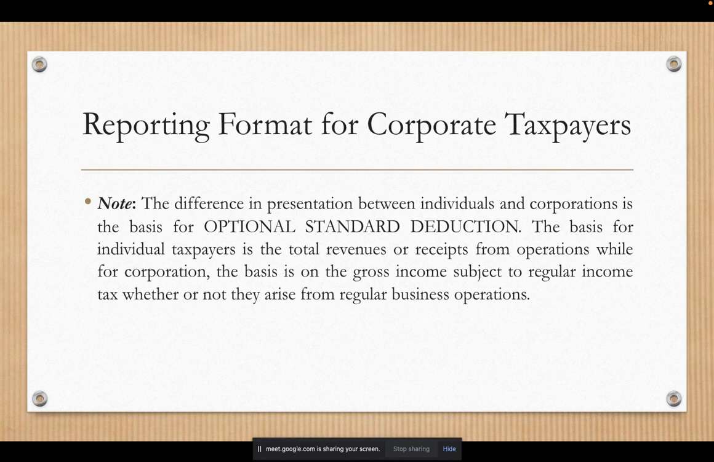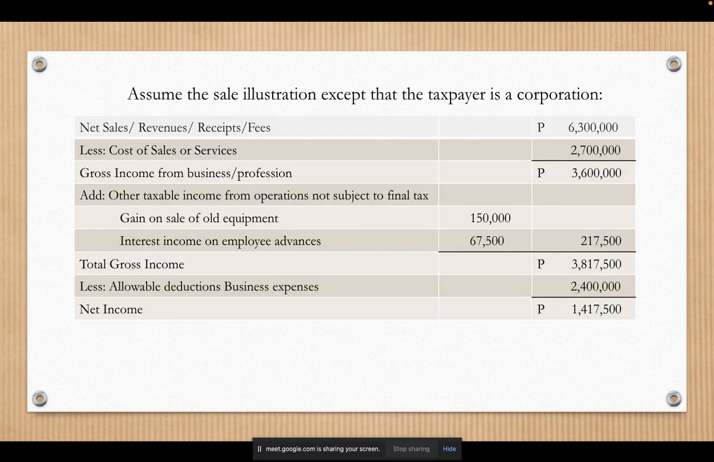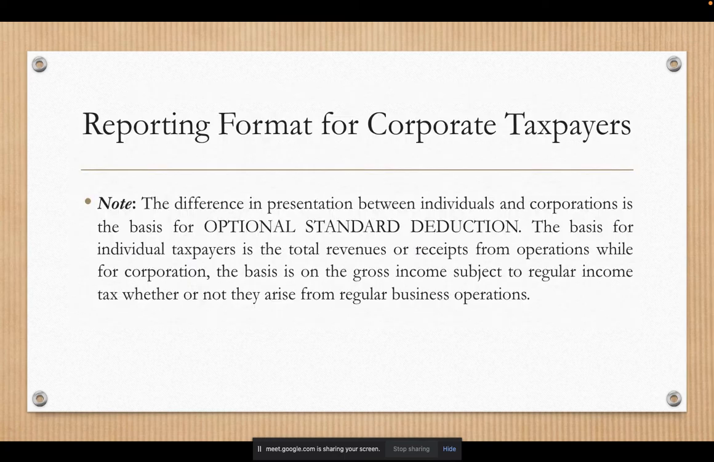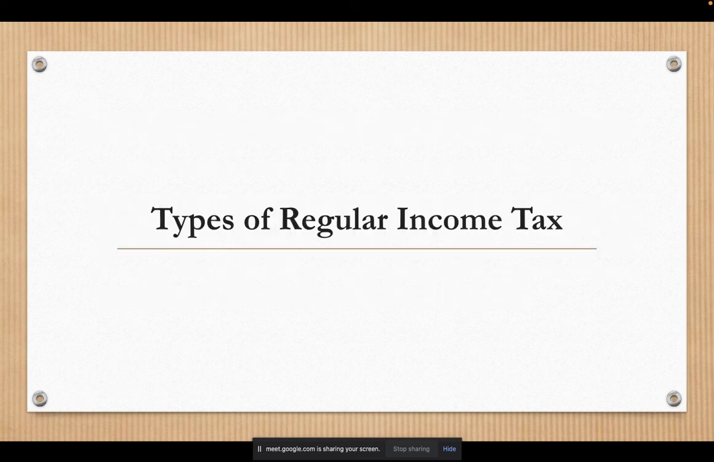Okay. So the difference in presentation between individuals and corporations is the basis for optional standard deduction. So here, allowable business expenses is itemized, ito 2.4 million, but you can also opt to have optional standard deduction. The basis for individual taxpayers is the total revenues or receipts from operations, while for corporation the basis is on the gross income subject to regular income tax, whether or not they arise from regular business operation.